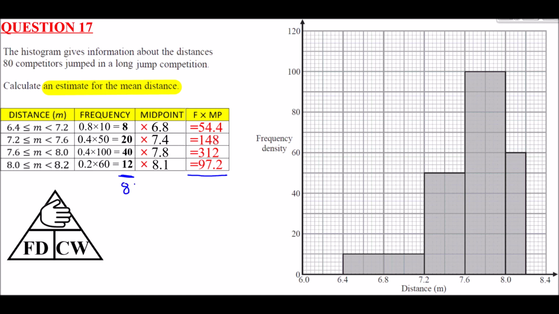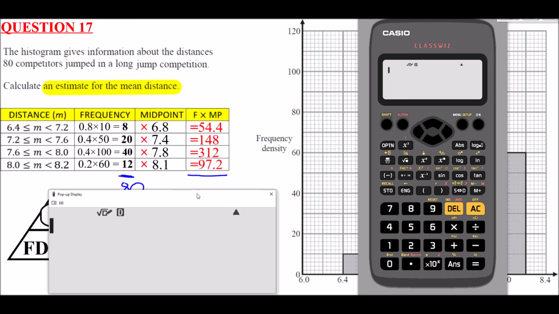If you had time in the exam, I'd suggest you do that anyway, because this will show you if you've done the frequencies right using the frequency density formula. So 8 plus 20 plus 40 plus 12. I hope that gives me 80. Does it? Look, yes it does. Therefore, phew, I'm probably on the right tracks. Now we total up this column too. So we've got 54.4, whoops, plus 148, plus 312, plus 97.2.